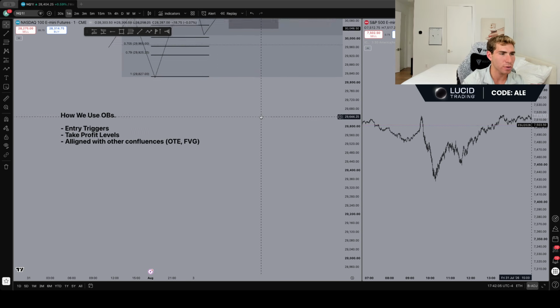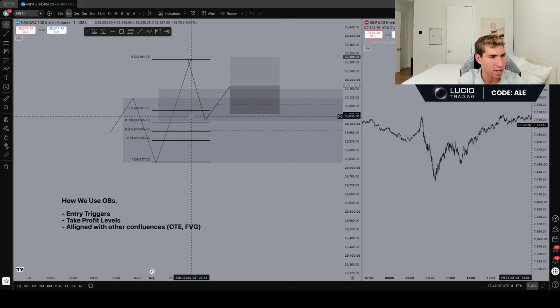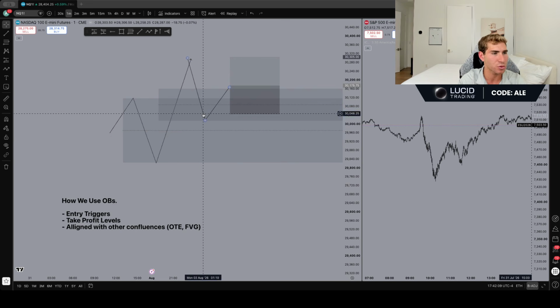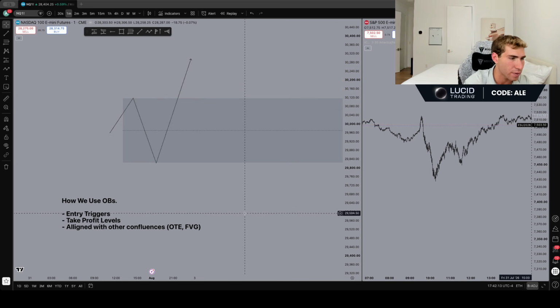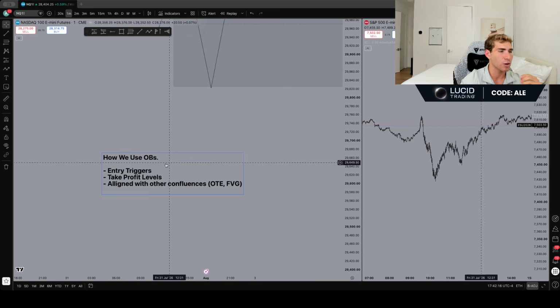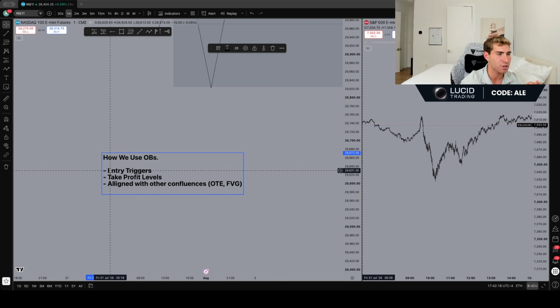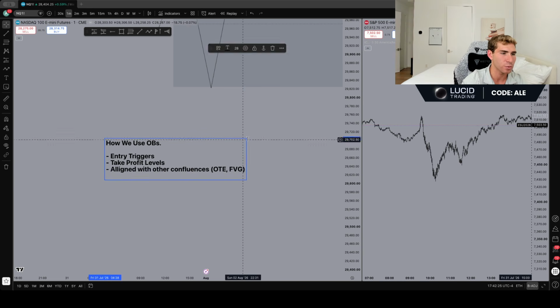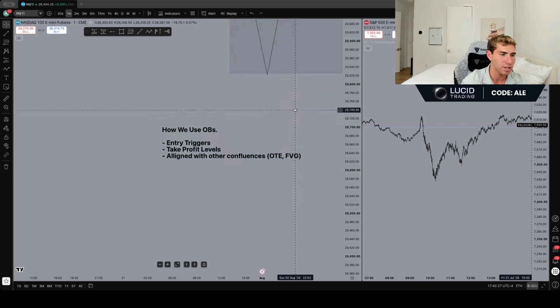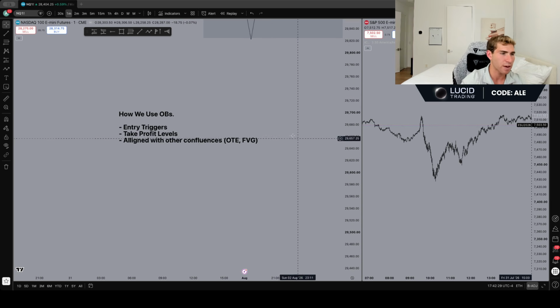And I'm going to look for a real life example of this exact setup right now to show you guys how simple and effective aligning order blocks with other PD arrays can be. As I said here, I'll use the creation of an order block as an entry trigger. I will not use a tap into an order block as an entry trigger. It is very different. I will align it with other confluences such as I just showed you, OTE, which is Fibonacci, and fair value gaps, right?